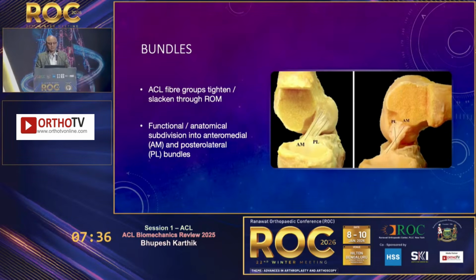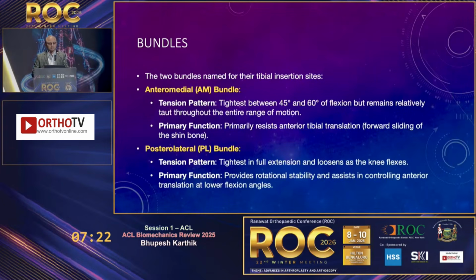From Freddy Fu, we know that there are two distinct bundles. The ACL fiber groups thicken and slacken during the range of movement, and hence functionally and anatomically they were classified into the anteromedial and posterolateral bundles. The bundles are named after their tibial insertion sites. The anteromedial bundle, which is bigger, tensions between 45 and 60 degrees of flexion and remains relatively taut throughout the entire range of movement. The PL bundle tightens in full extension and loosens in knee flexion.